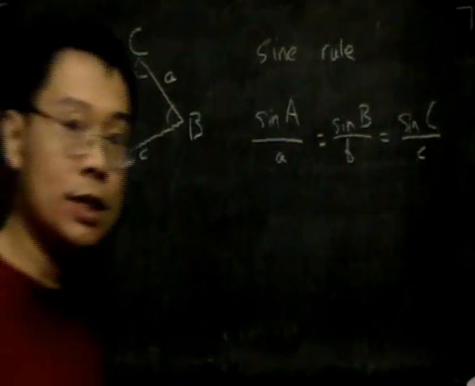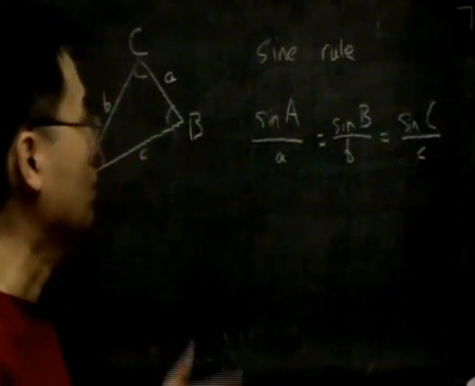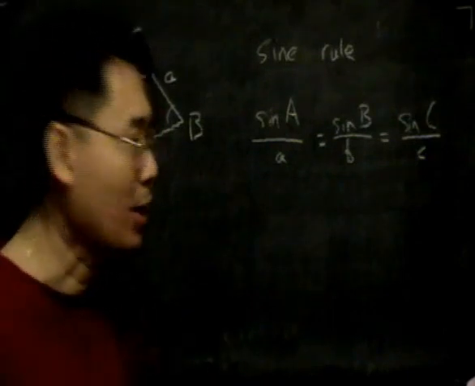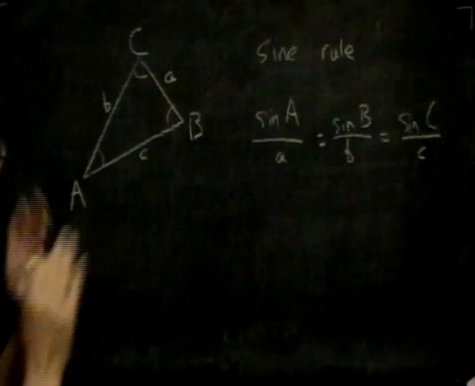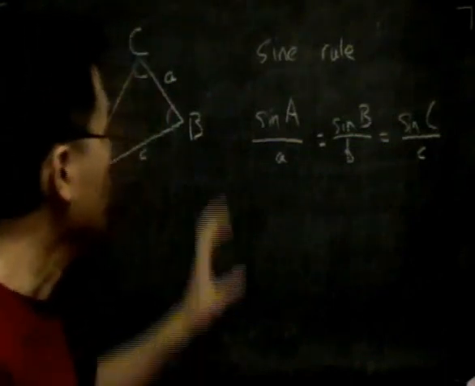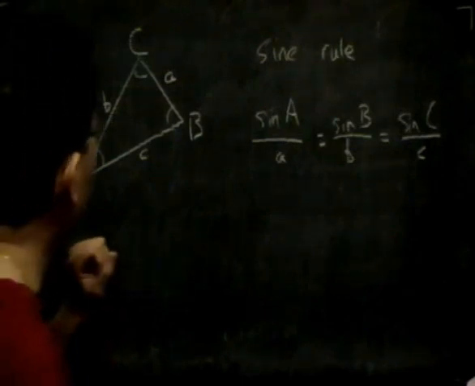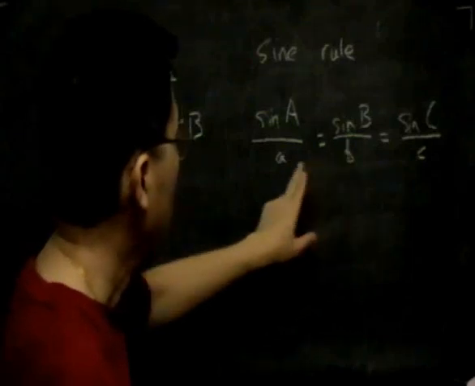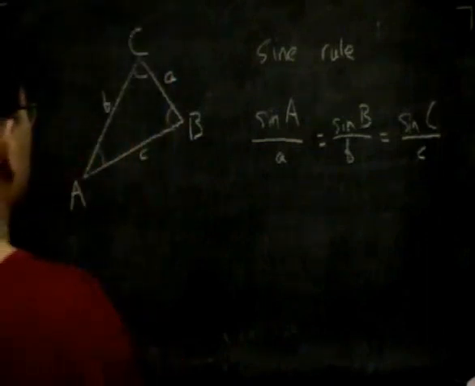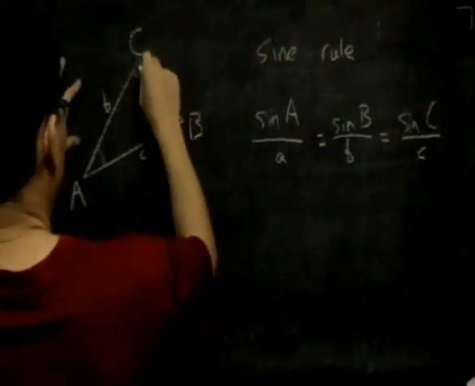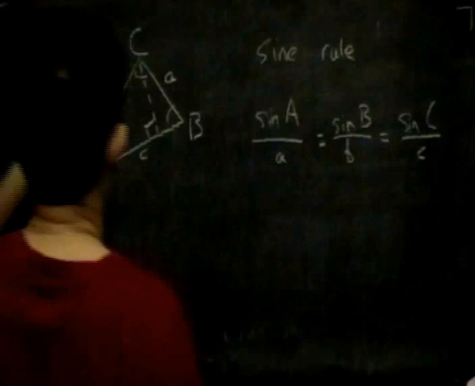If you're seeing this for the first time, it might look quite strange. You might ask, why is it like that? Why is this equal to that? We can understand this formula quite easily for the case of the sine rule. Now let's try and understand the first part. Why is this equal to that? We can do that by drawing a perpendicular in a triangle.